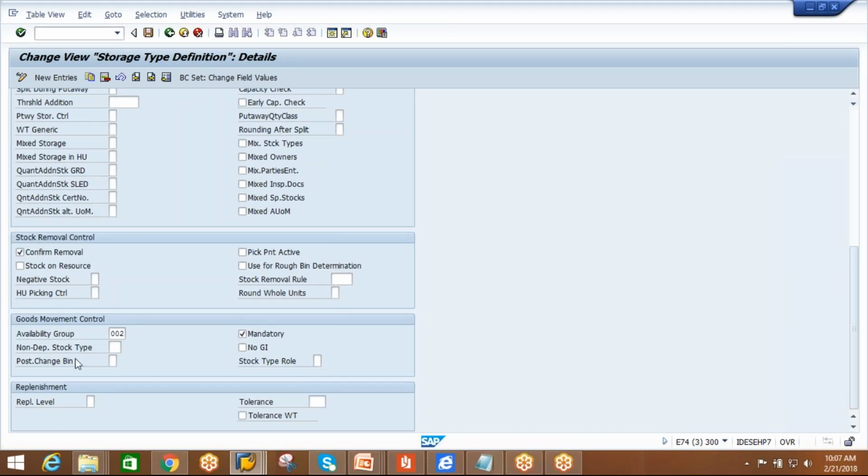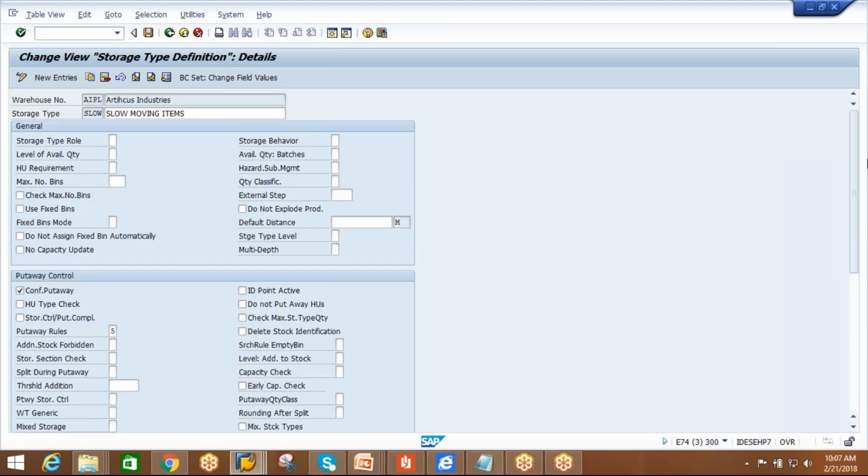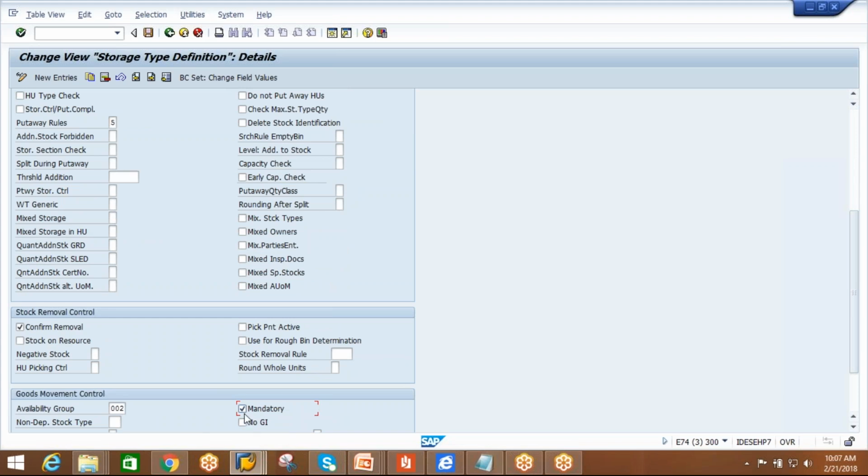Coming to goods movement control, here I have maintained 002 along with the mandatory button. In the earlier case, five quantities are there, still F1 is there, right? At that time, I asked you to ignore that test case. At that time, this mandatory field was not there. That's why it was not updated. Yes, 002. See here in the slow storage type, we have maintained 002 along with mandatory. Okay, that's why this is updated.